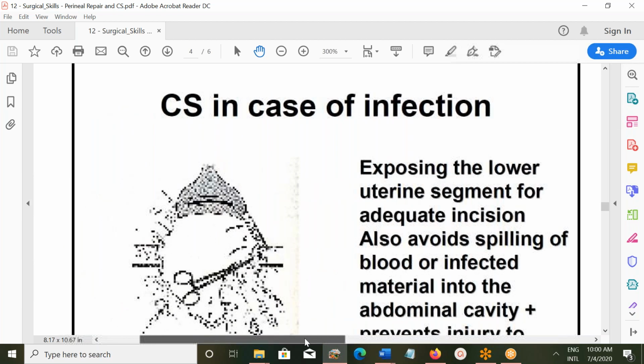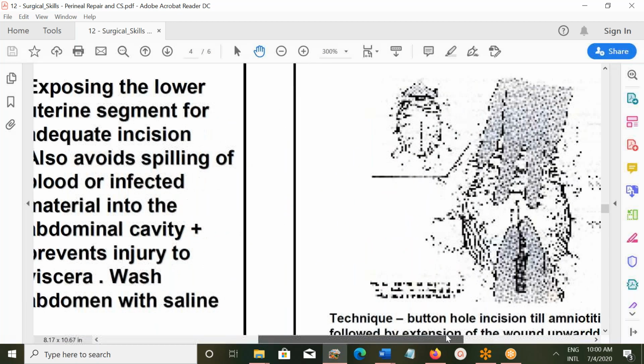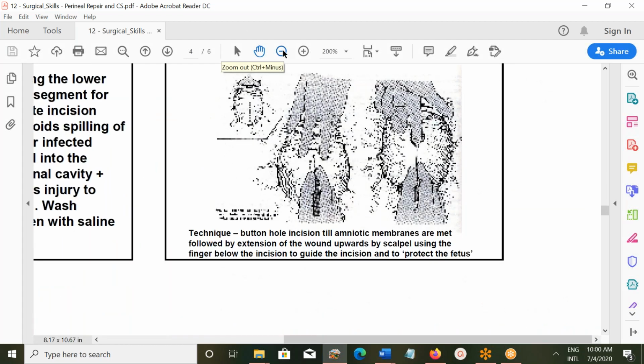Second scenario, if there is infection and you need to do the cesarean section. Exposing the lower uterine segment for adequate incision will avoid spilling of the blood or infected material into the abdominal cavity, and it will prevent injury to the viscera. So the abdomen should be washed with normal saline. Saline is the best material because it will not cause death of the living cells.